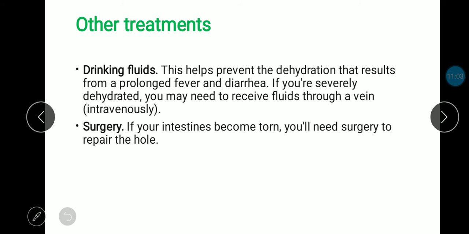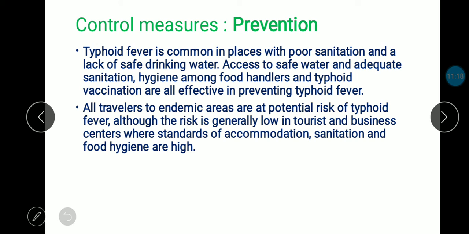If infection is very serious, then surgery is suggested. If your intestine becomes torn, you will need surgery to repair the hole. In this way, medicines and laboratory analysis are available for curing the patient. But before infection, control measures as well as prevention of this disease are most important.